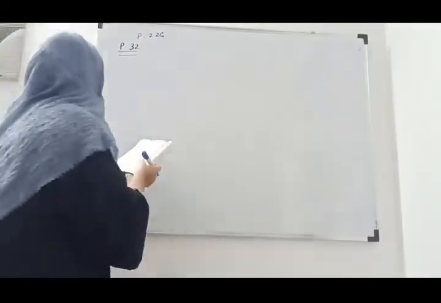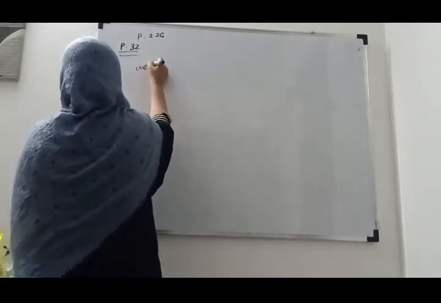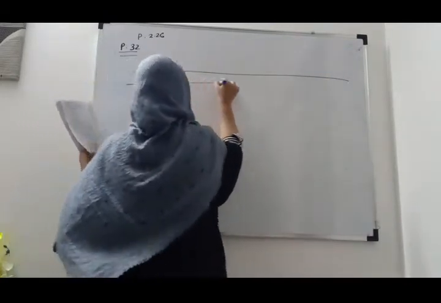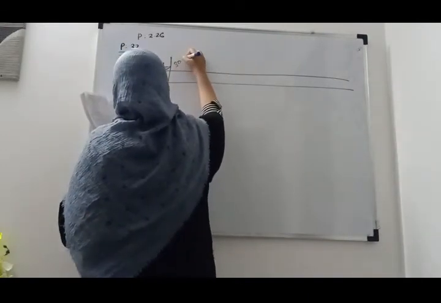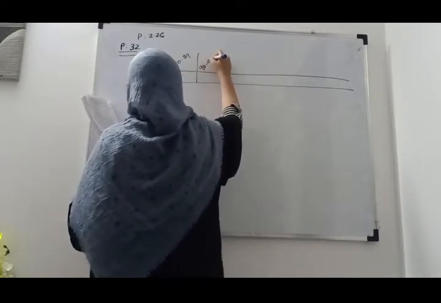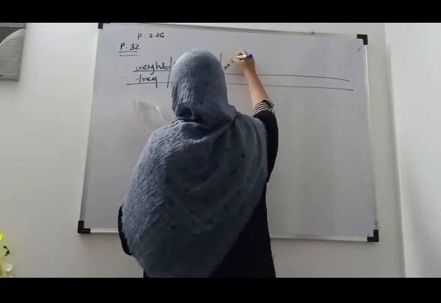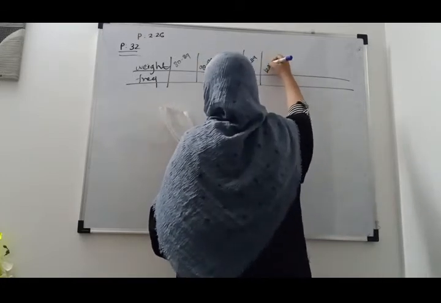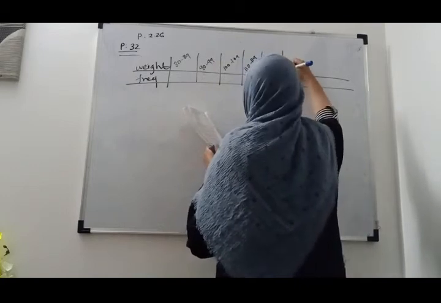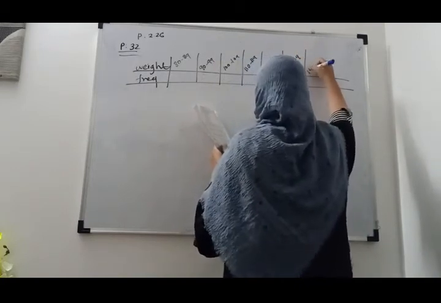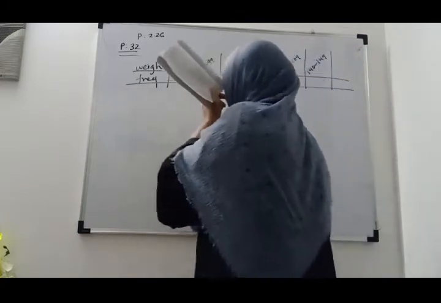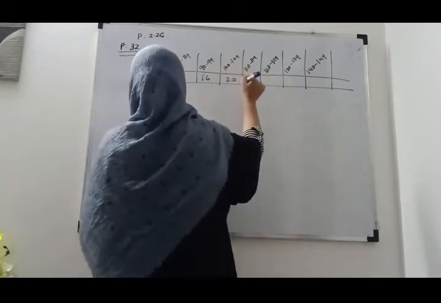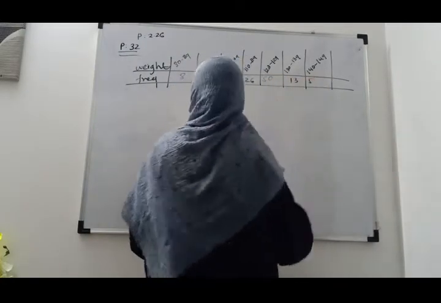So the question is weight and here the frequency. $80 to $89, $90 to $99, $100 to $109, $110 to $119, $120 to $129, $130 to $139, $140 to $149. Frequencies: 8, 16, 20, 26, 50, 13 and 5.